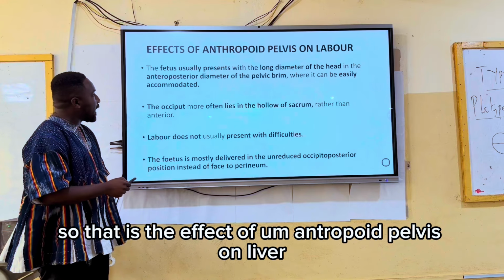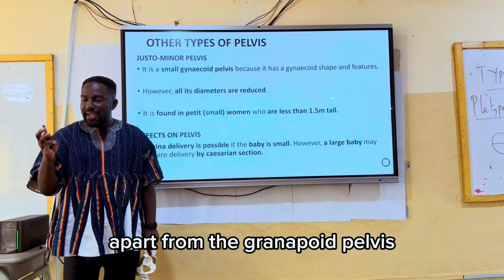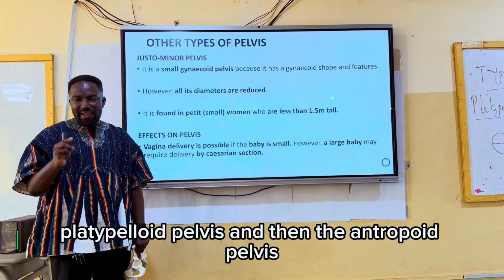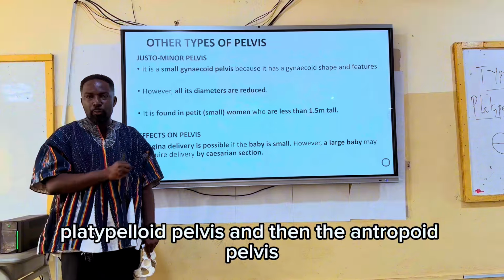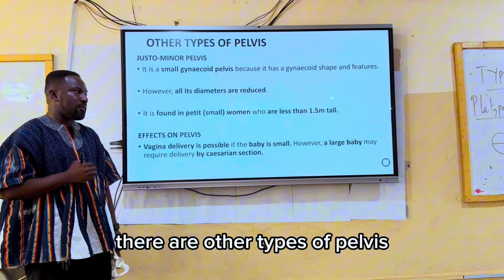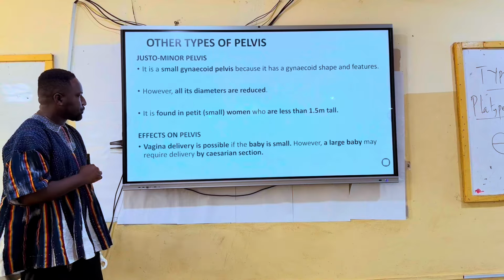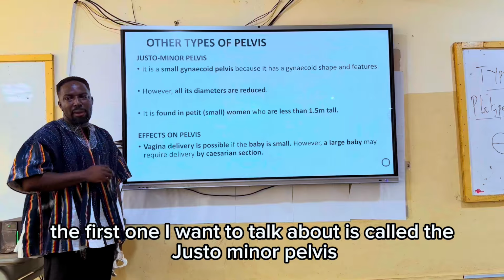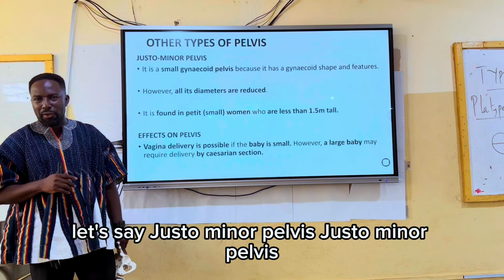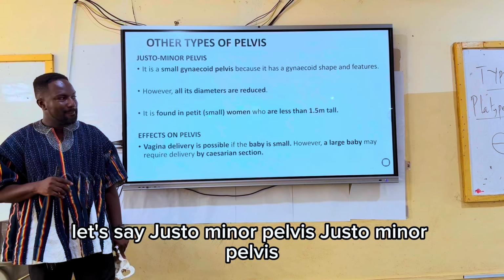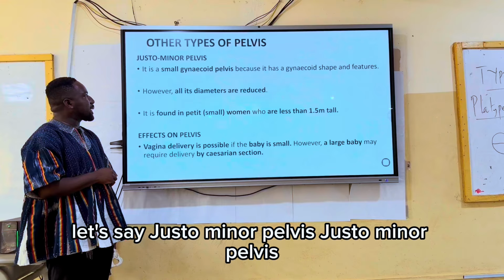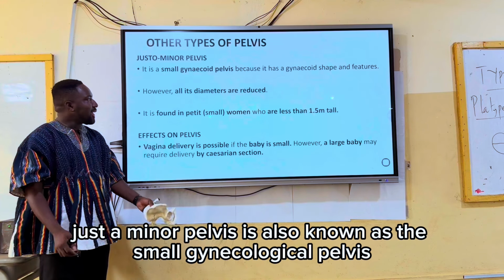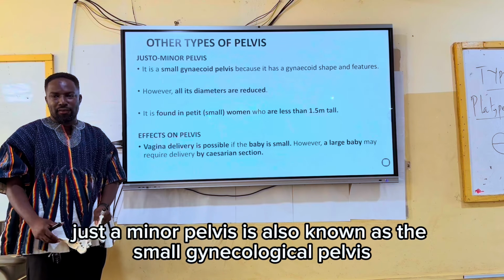So that is the effect of anthropoid pelvis on labor. Apart from the gynaecoid pelvis, the android or male pelvis, platypelloid pelvis, and then the anthropoid pelvis, there are other types of pelvis. The first one I want to talk about is called the justo-minor pelvis. The justo-minor pelvis is also known as the small gynaecoid pelvis.